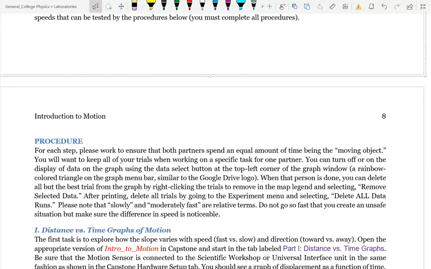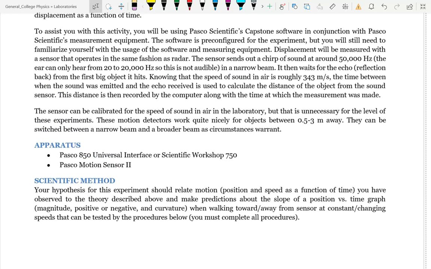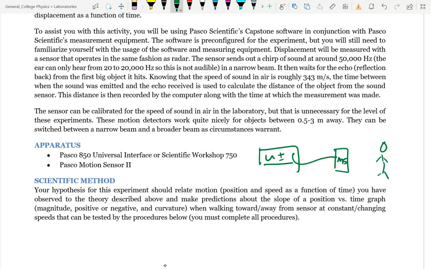You should, when you have the apparatus, and most people have this, have a picture that shows, here's my universal interface, here's my motion sensor, and here's me walking back and forth. Right? Something that just shows how things are set up.